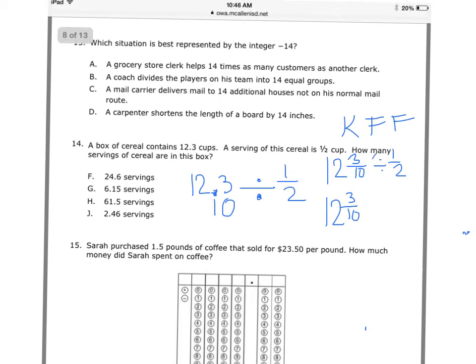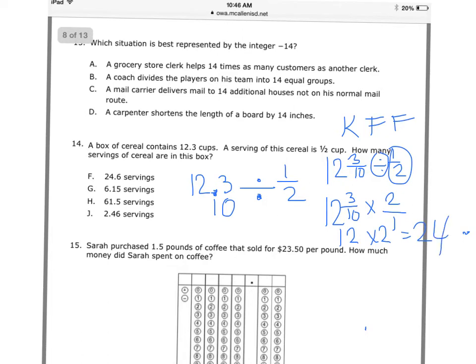Okay, we're keeping that. We're flipping that, and we're flipping this. So it's 12 3/10 times, and 2 over 1 is just what? 2. Okay, you guys, let's not even solve this. Let's just look at our choices. If you just take 12 by itself times 2, that equals 24.